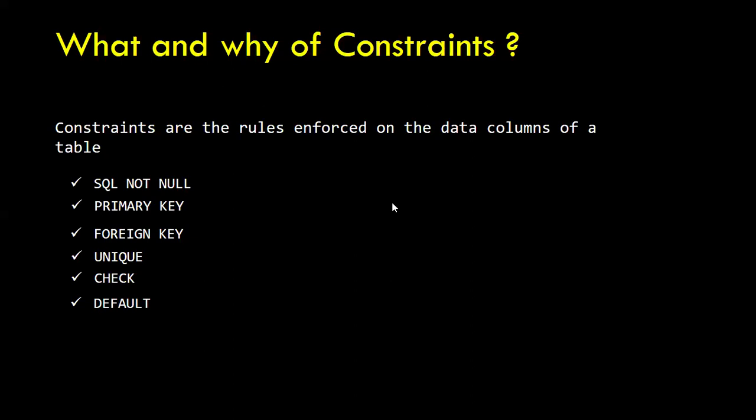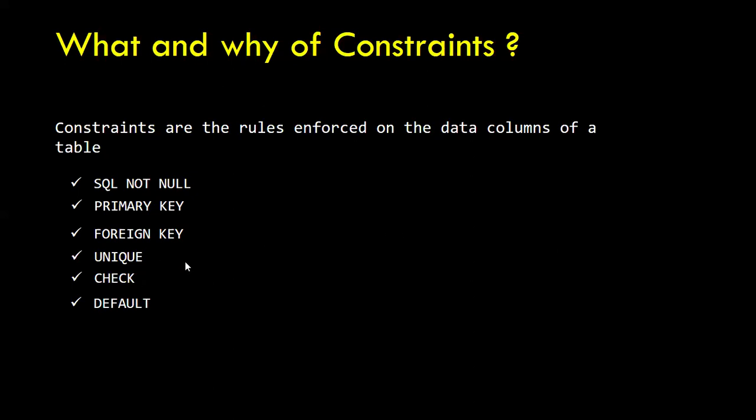in SQL Server. As I told you, constraints are the rules enforced on the data columns of a table. So first, NOT NULL: this will prevent null values from getting into your columns. And you have the primary key and then the foreign key. The foreign key is used to establish a relation between two tables.